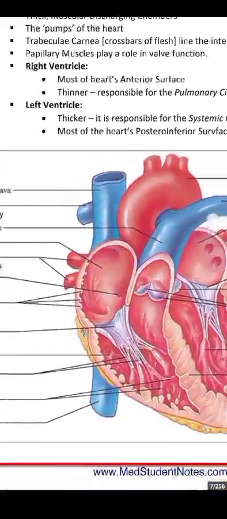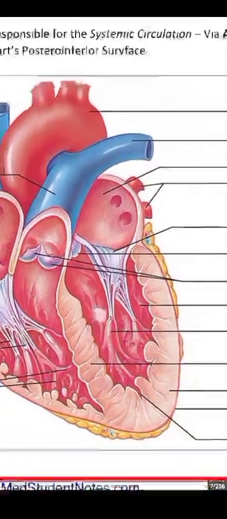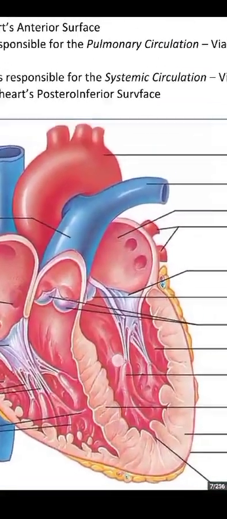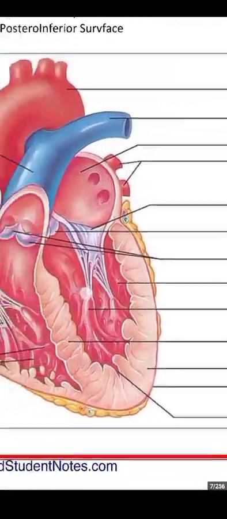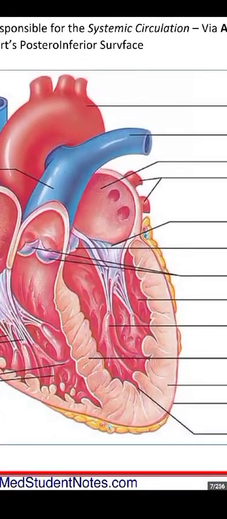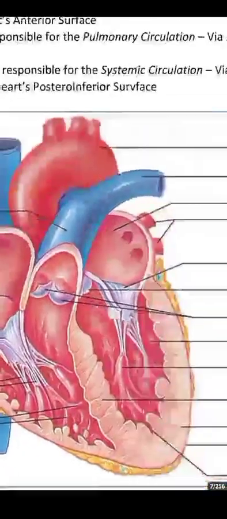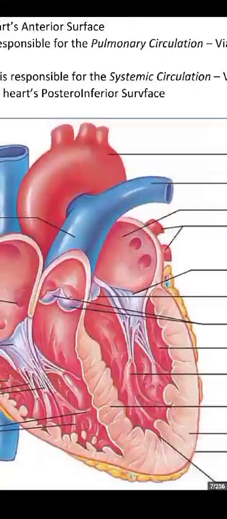Next is the left ventricle. It is thicker. It is responsible for systemic circulation. It is connected to the bicuspid valve, not the tricuspid valve. The tricuspid valve is in the right ventricle. The bicuspid valve is in the left ventricle. So it forces out the blood through the aorta.